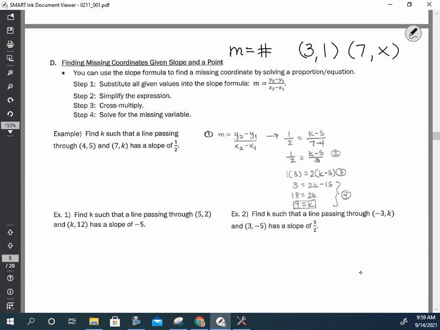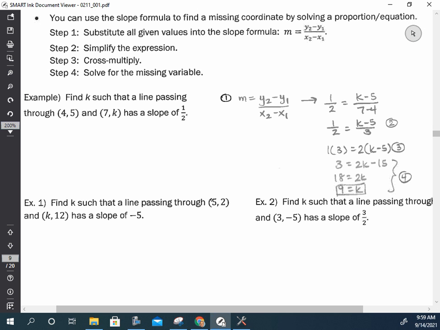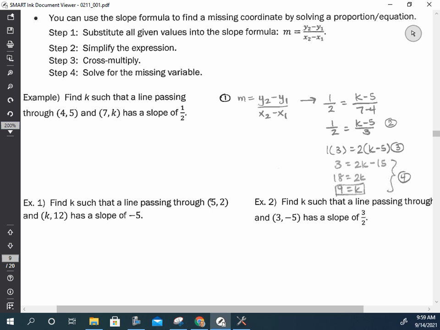So the first example is given to you. I'm going to explain this first example out. Find k such that a line passing through 4, 5 and 7, k has a slope of 1/2. So first step is label your points, label everything that was given to you, and plug it into the slope formula.